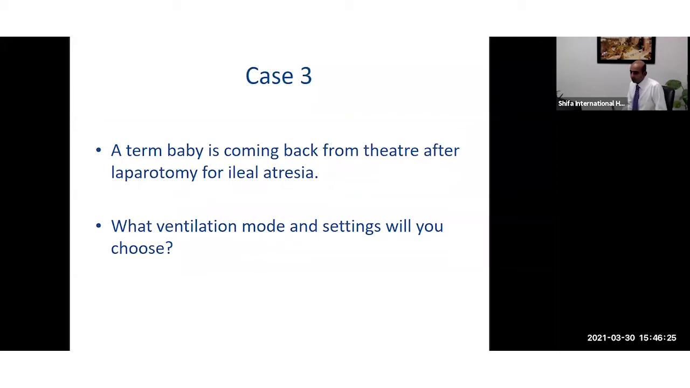The third case is the baby who's coming back from theater after surgery. This baby again is likely to have completely normal lungs and will not be on the ventilator for a long time, probably 24 to 48 hours. So you could either use assist control or SIMV with volume guarantee.